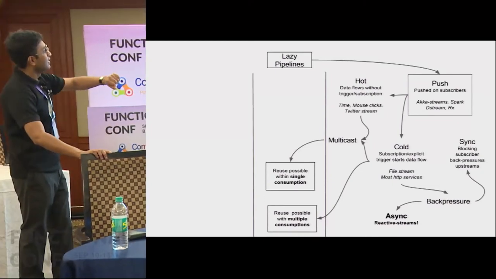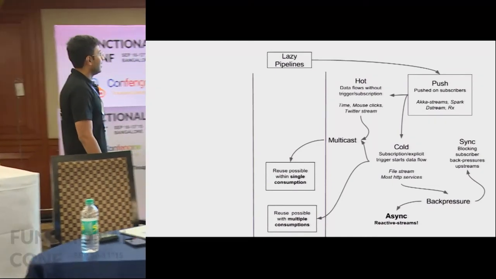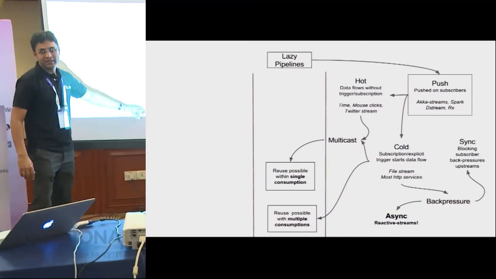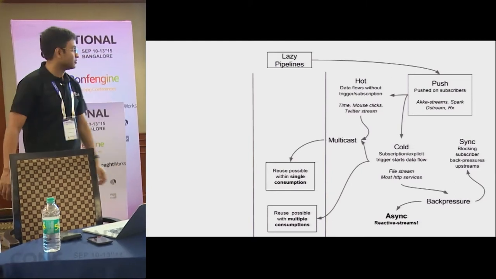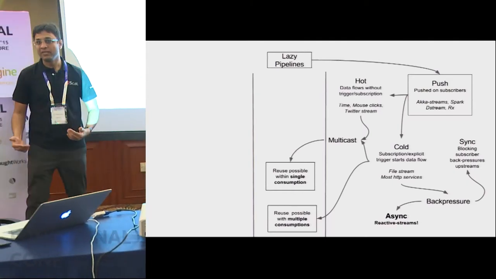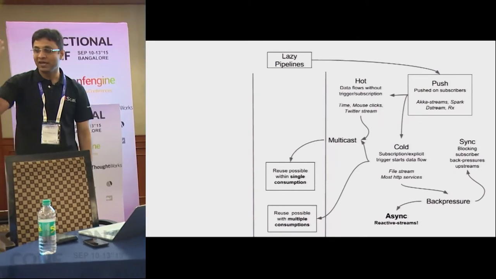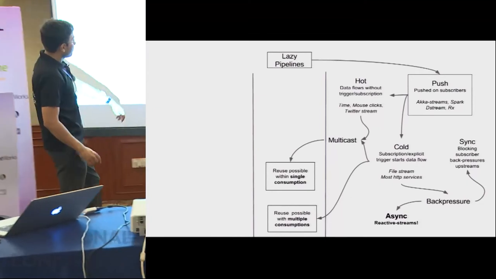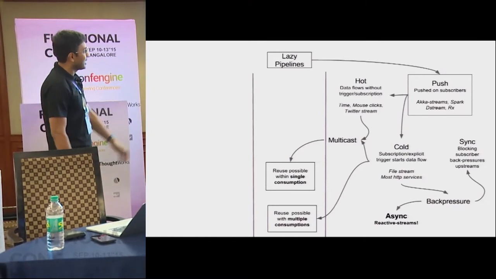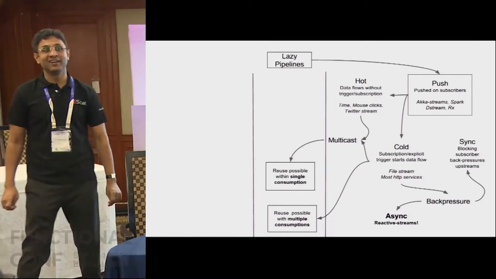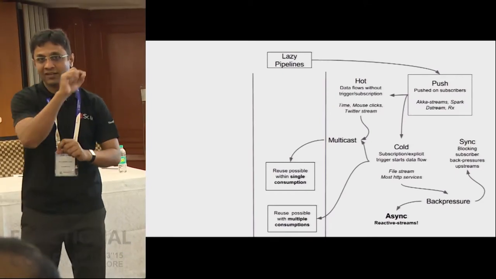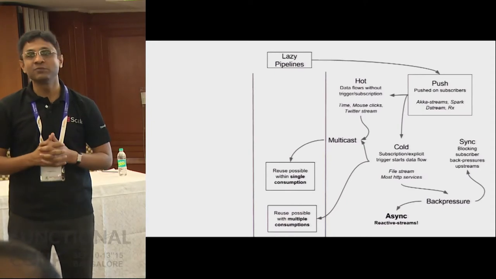The examples are there. They could be hot and cold, right? Both hot and cold, if they multicast, you can reuse within a single consumption. But cold, you can reuse across multiple consumptions without a multicast, but then the flow will always start from the beginning. One good property of cold sources is that you can have back pressure, right? And then you can have, of course, sync back pressure, but that doesn't make sense. If you have async back pressure, as we saw in the request paradigm, then that is what the reactive streams protocol is about.